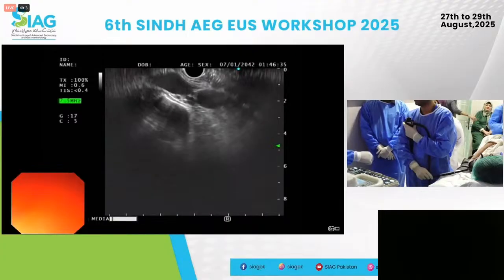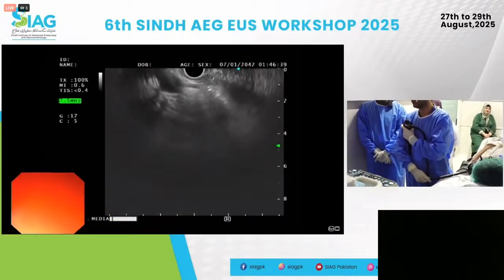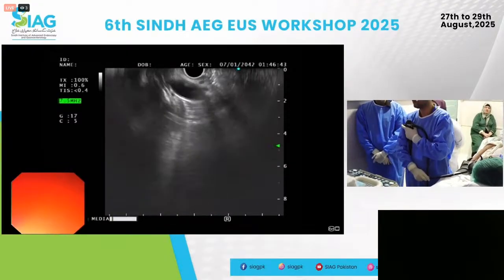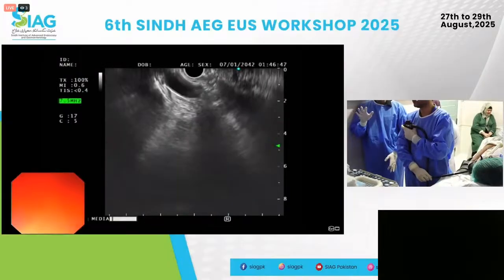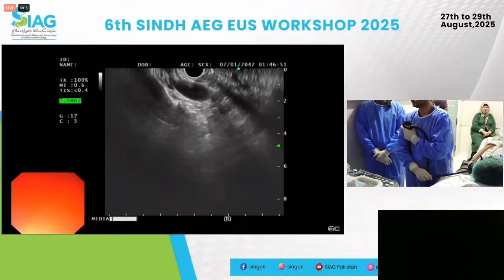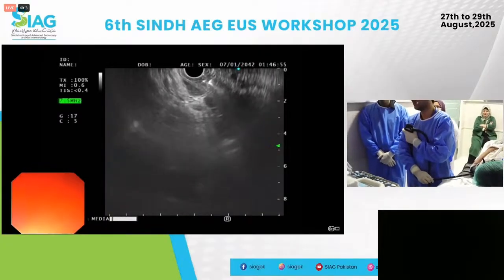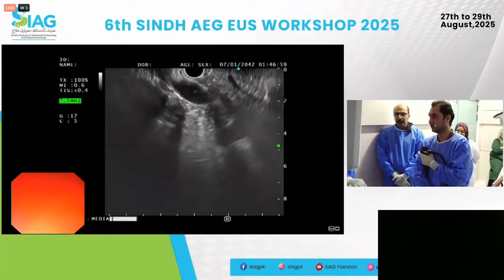And Dr. Junaid just got into the second portion of the duodenum and is now completing his evaluation from the second portion. So from the above, we were able to see most of the head of the pancreas, but the uncinate is oftentimes not well visualized. So we're going to look at the uncinate and the rest of the pancreas.